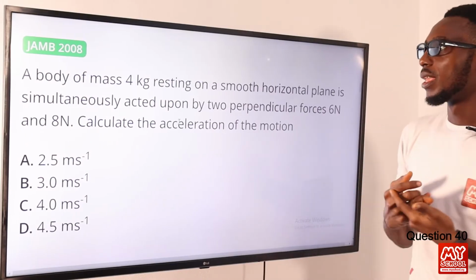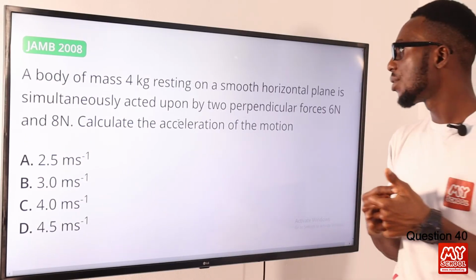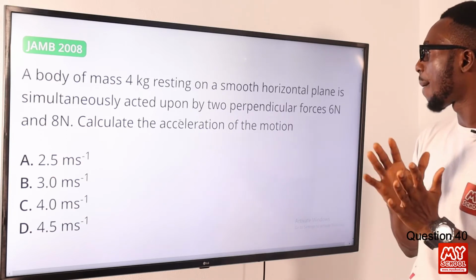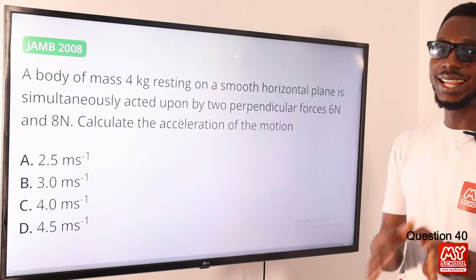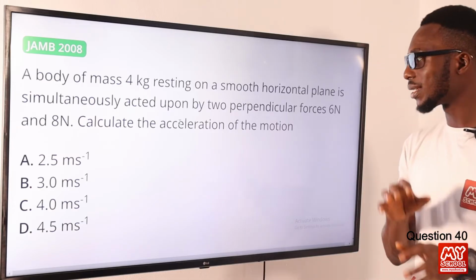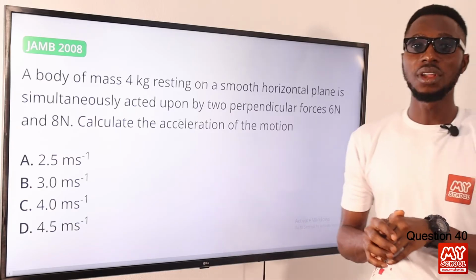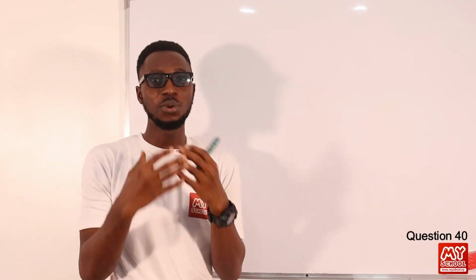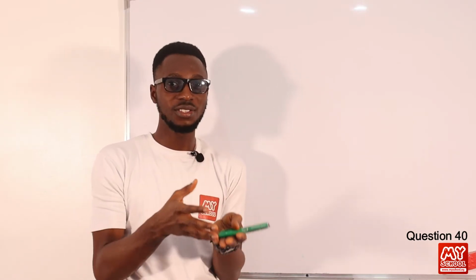40. A body of mass 4 kg resting on a smooth horizontal plane is simultaneously acted upon by 2 perpendicular forces, 6 Newton and 8 Newton. Calculate the acceleration of the motion. At first we just have to recognize the specific information supplied. We are told perpendicular forces, that is at 90 degrees, and that refers to the use of Pythagoras theorem.